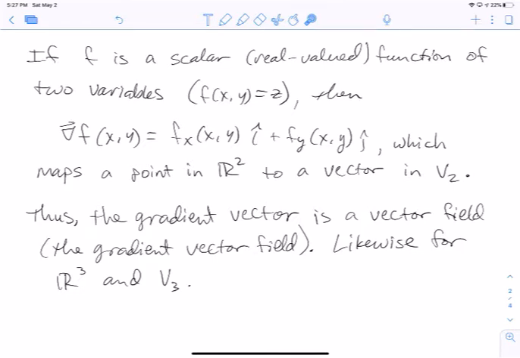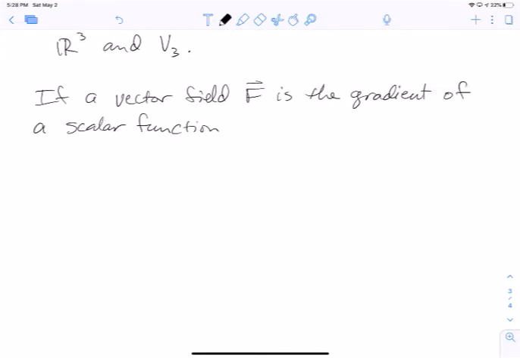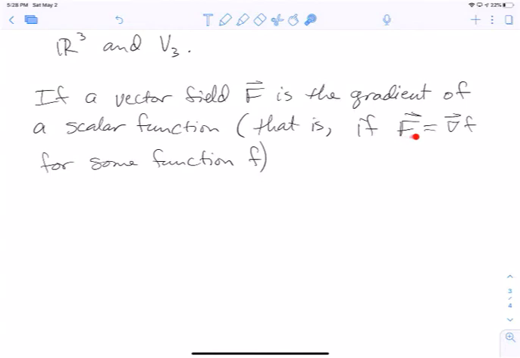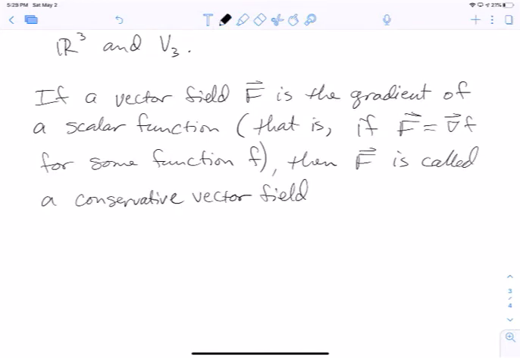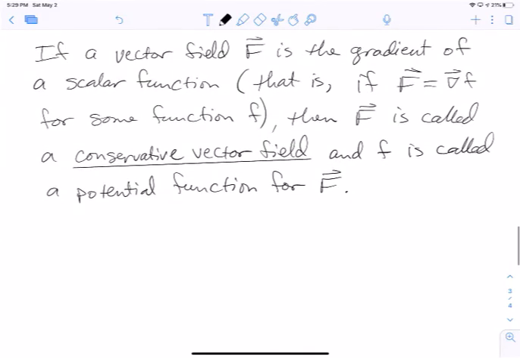The relationship between f and del f gives rise to a classification of vector fields. If a vector field F is the gradient of a scalar function, that is to say, if the vector field F is del f, the gradient for some function lowercase f, then the vector uppercase F is called a conservative vector field, and lowercase f is called a potential function for uppercase F vector.